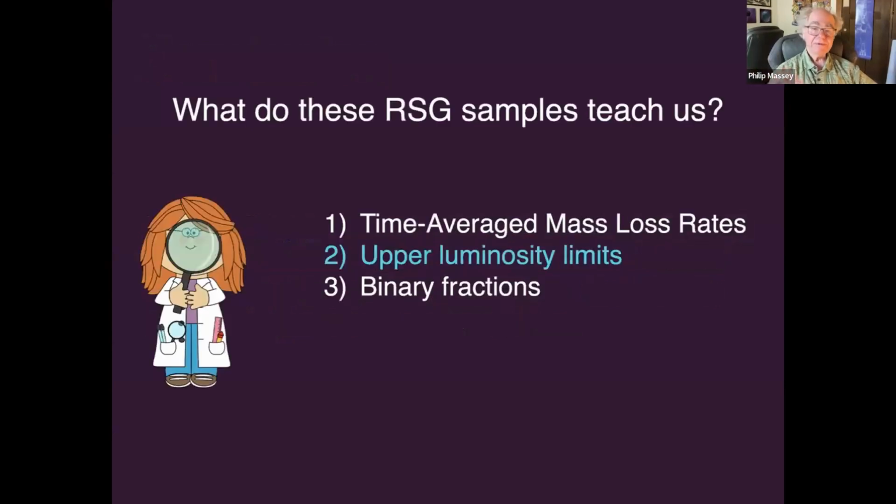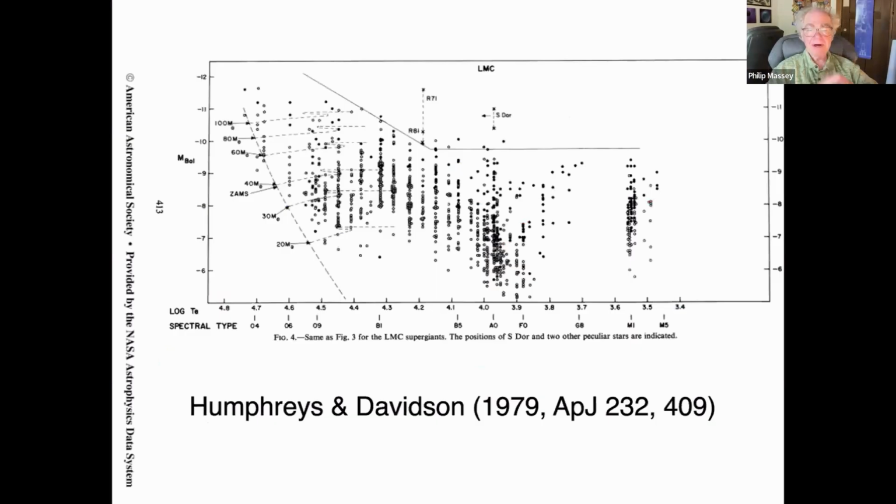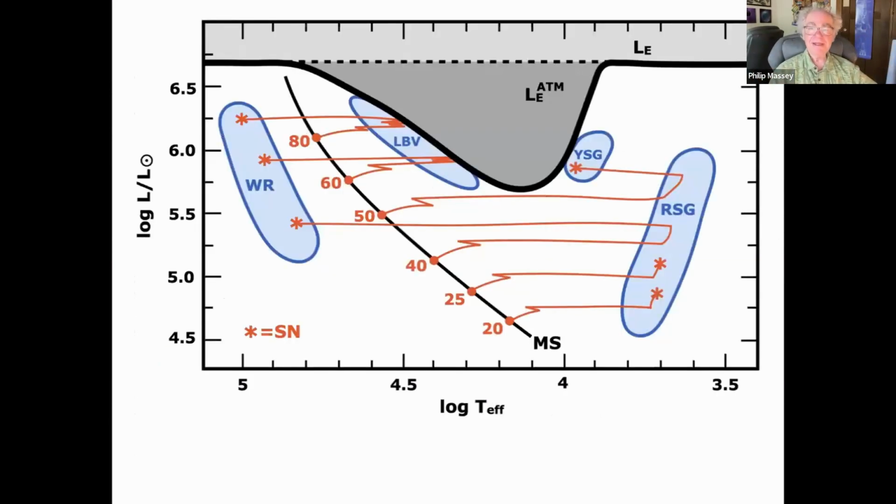Secondly, what about the upper luminosity limits? Well, Humphreys and Davidson in 1979 published this plot showing that the upper luminosity of yellow and red supergiants was nowhere near as high as what it was for OB stars. So what was stopping it? And we understand today that what happens is that as a star evolves, it cools, and as it cools, the opacity increases.